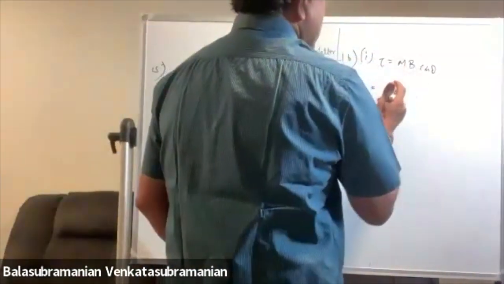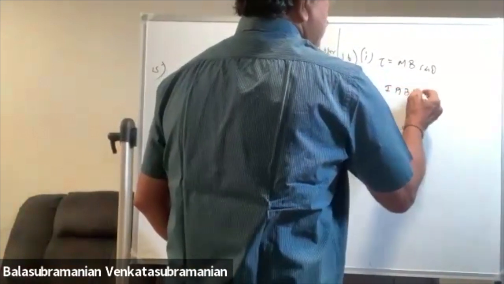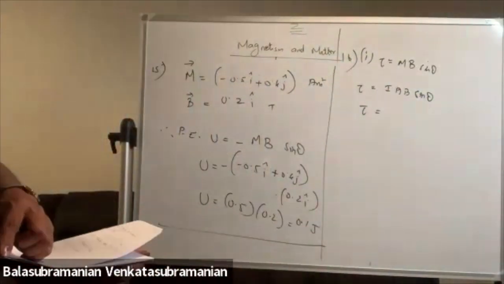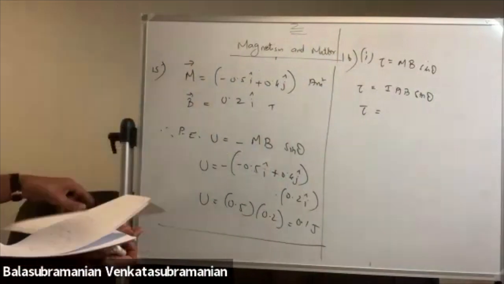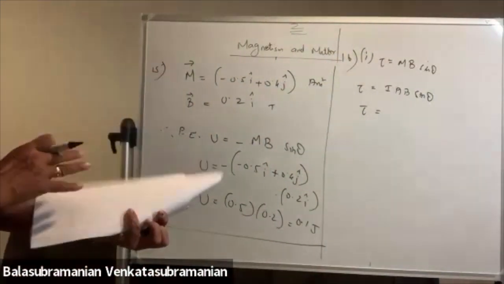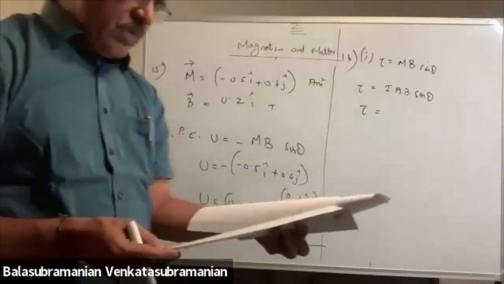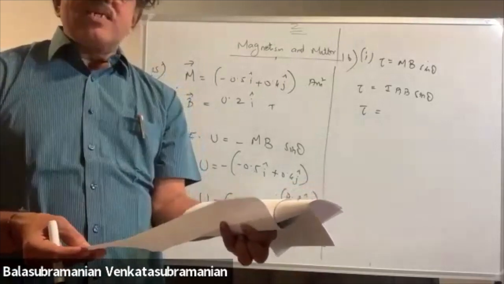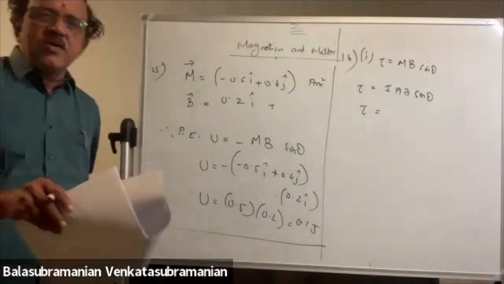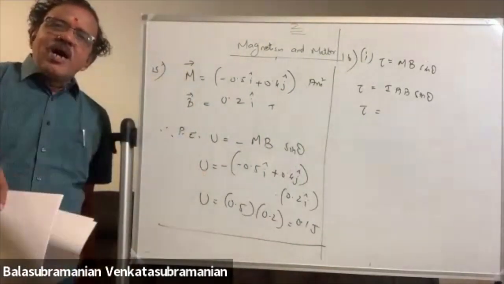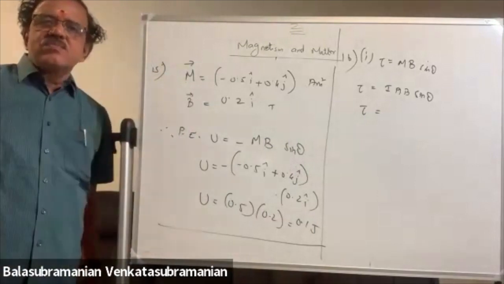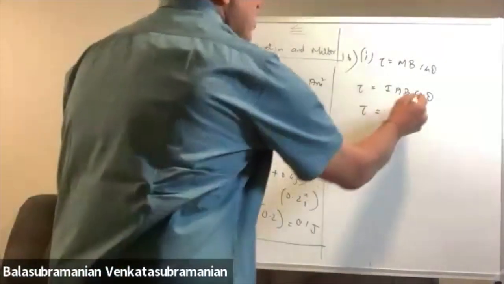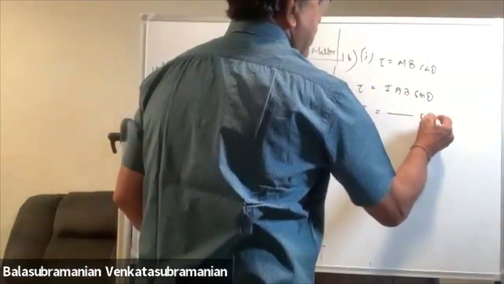Magnetic moment is current into area, so BIA sin theta. Substituting the values of B, A and I, an important concept here: current in the coil is 3 ampere, and the plane of the loop is perpendicular to the direction. The plane of the coil is perpendicular, but the normal is along the axis. Along the axis means theta is equal to 0. Here theta is equal to 0, so whatever you are substituting, sin 0, the answer is 0.